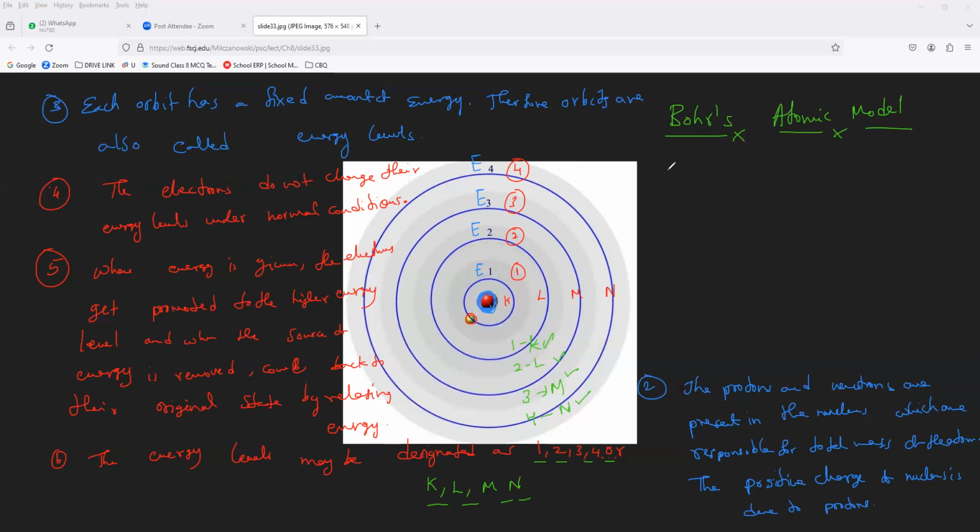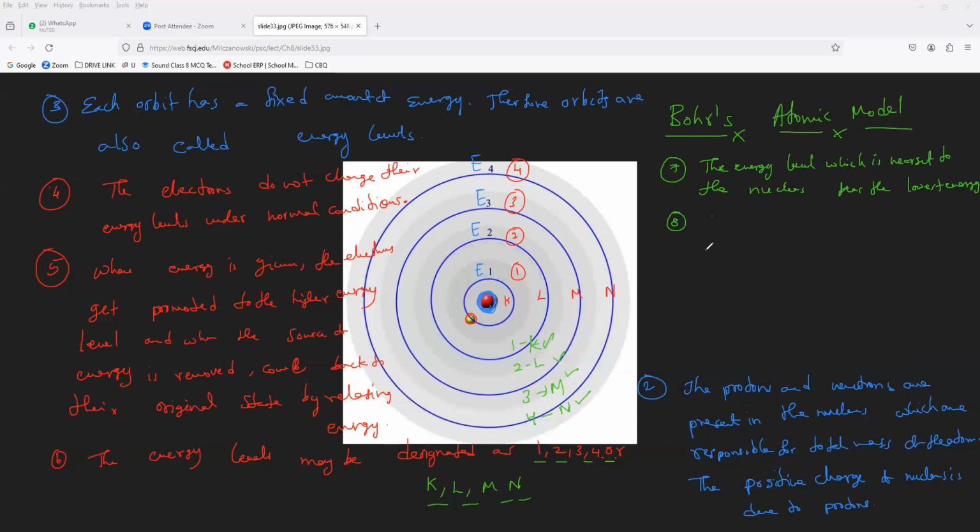So write the next point. I think point 6 is over, so the 7th point. The energy level which is nearest to the nucleus has the lowest energy. Lowest energy. Understand, everybody?